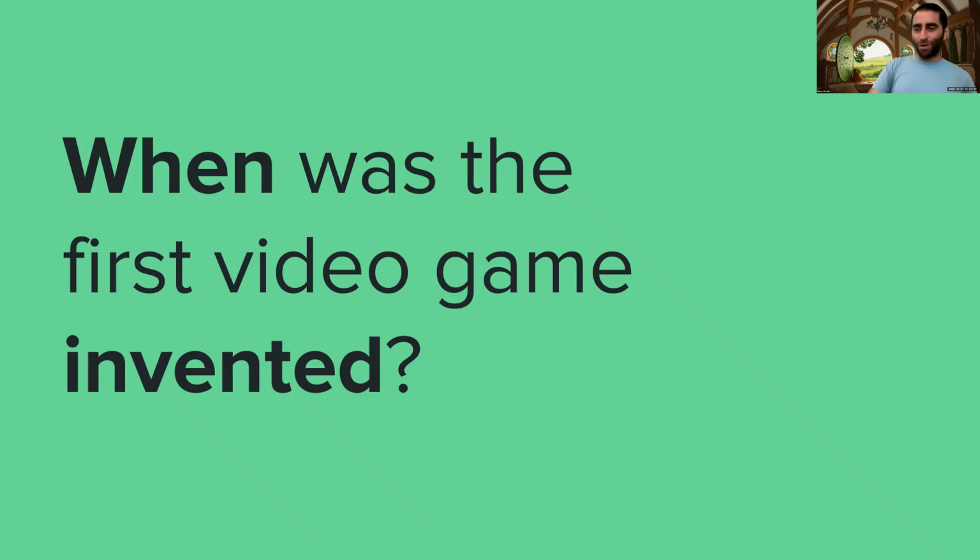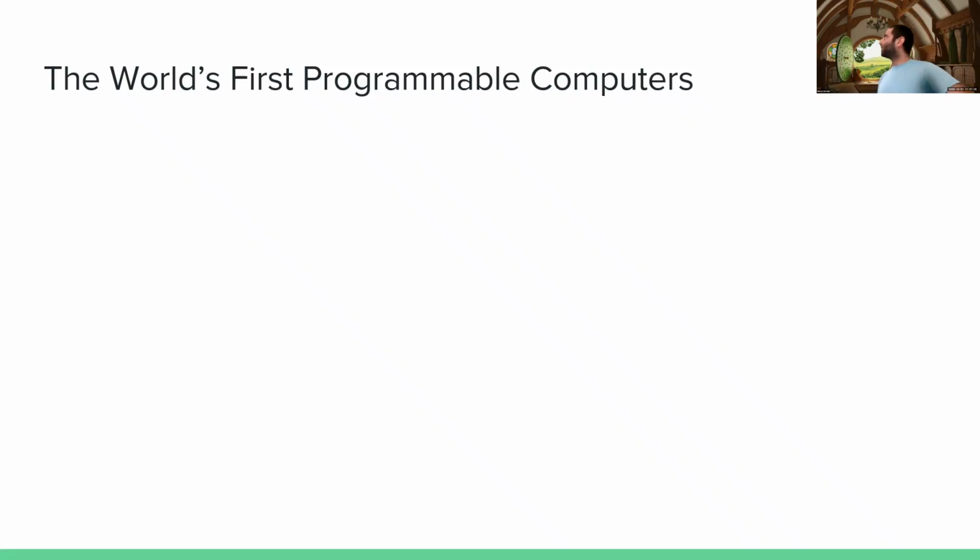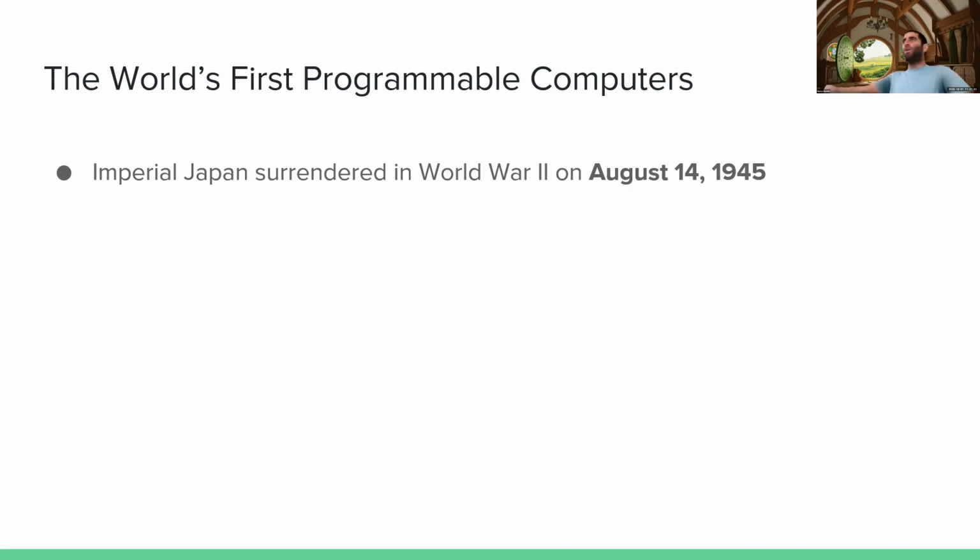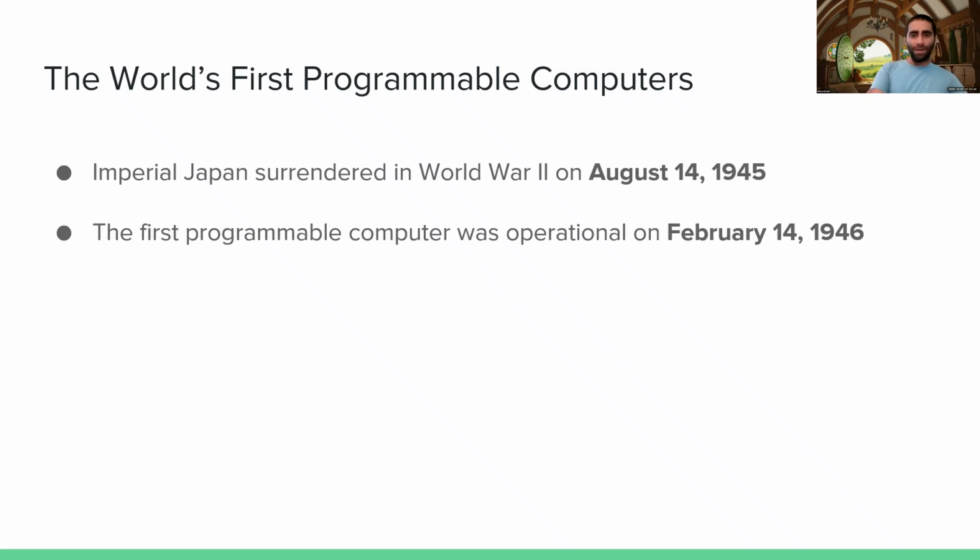Okay, so let's jump in. First, we have to talk about the world's first programmable computers. And we're going to go all the way back to the end of World War II in 1945. On August 14th, 1945, Imperial Japan surrendered in World War II. Very shortly after that, the first programmable computer was operational on February 14th, 1946. And actually, World War II was very significant for the development of computing. I'm going to talk about it in a little bit.